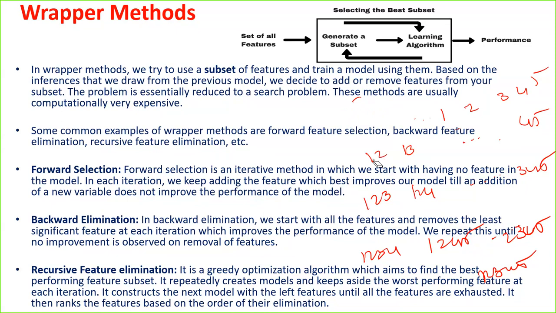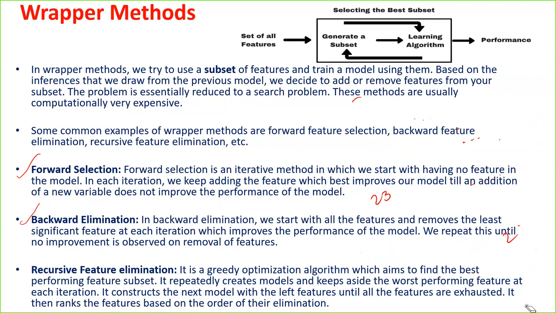So different ways of selecting the subsets in a greedy approach are forward selection, backward elimination, and recursive feature elimination. Okay, so this recursive feature elimination is also a kind of backward elimination only, some special case of that. So let us see what is the idea behind forward selection, backward elimination, and recursive feature elimination.